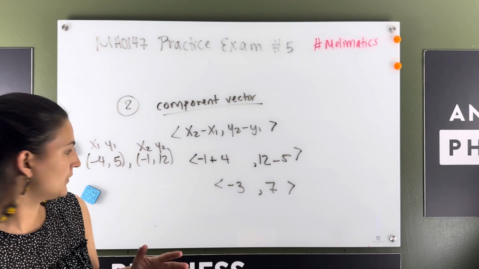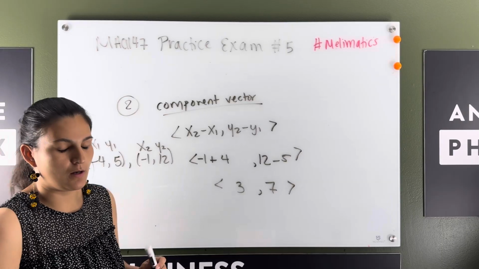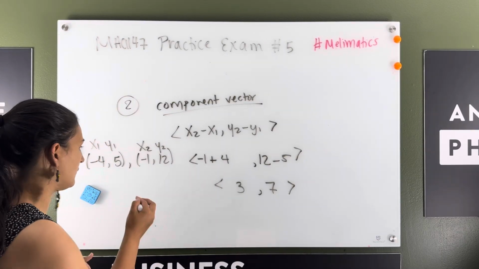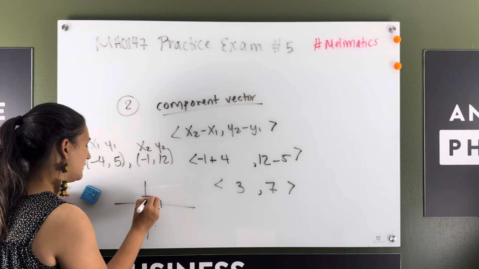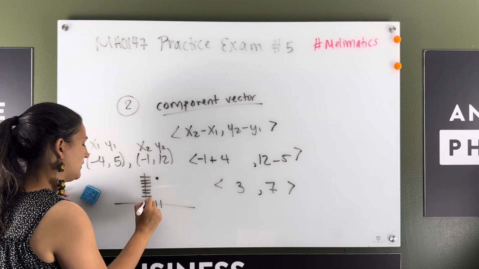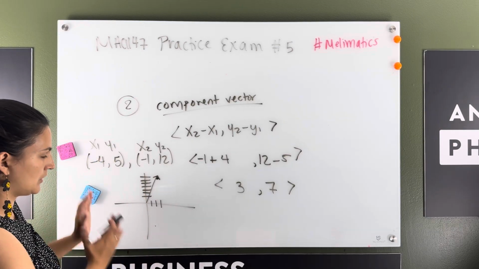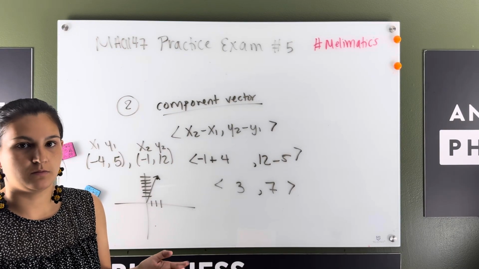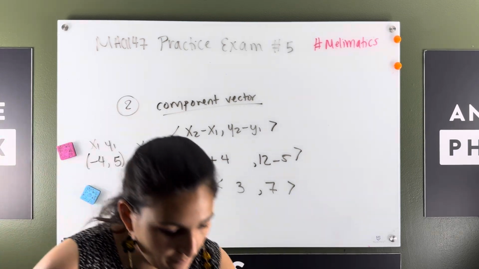In vector notation, that's 3, 7, right? So what does this mean? We've drawn these before, so this means that you can actually find 3, 7, and that is the terminal point, and you're going to start from the origin. That's a way to also move your vector into a good position, which is always good to be in: the starting position, meaning that your start point is the origin. That's what the component vector is useful for.